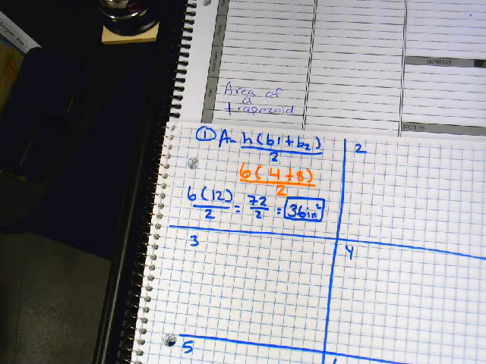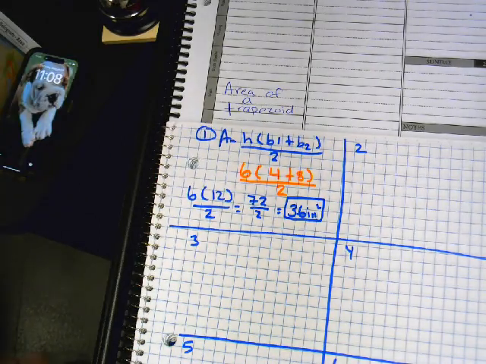What time's the bell? 16. 16? It's all 6. Oh, we're good. Got scared for a second. What page is it? 146.